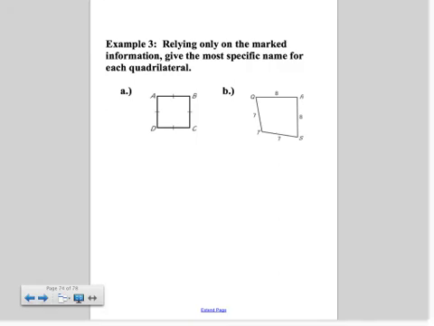Relying on marked information alone, give the most specific name for each quadrilateral. All right, so if I look at this first one, it says give the most specific name. Now, not all options, the most specific. All I know about this figure is that all four sides are congruent. Okay? So what does that mean it has to be? It's got to be a rhombus. Could be a square, but we don't know. It's got to be a rhombus.